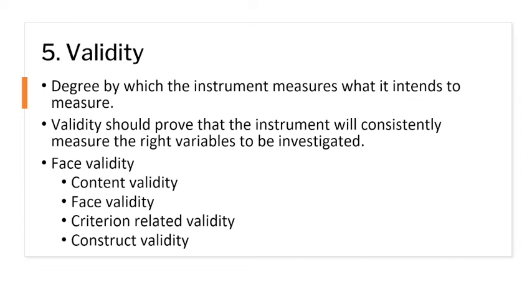Validity is checking that the questionnaire measures what it intends to measure. Okay, the degree by which the instrument measures what it intends to measure. So validity should prove that the instrument will consistently measure the right variables to be investigated. So you have the following types: content validity, face validity, criterion-related validity, and construct validity.